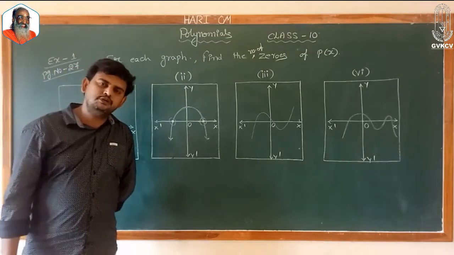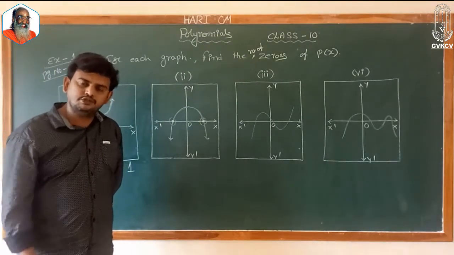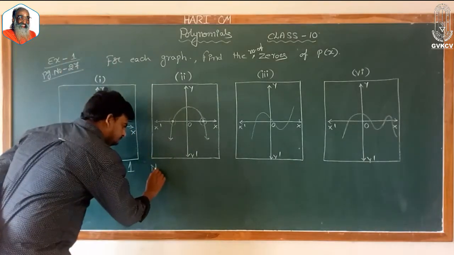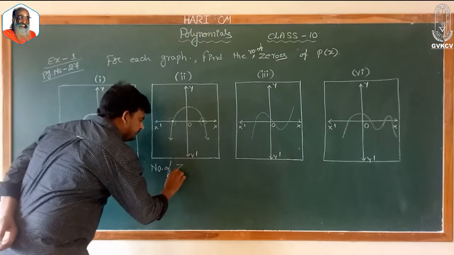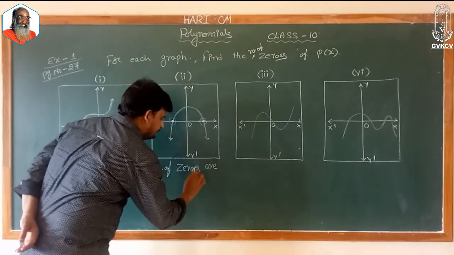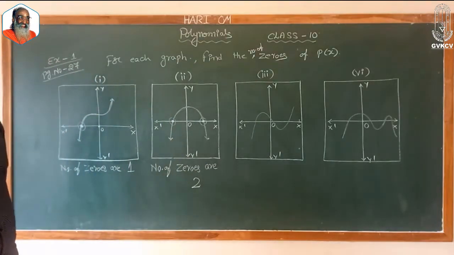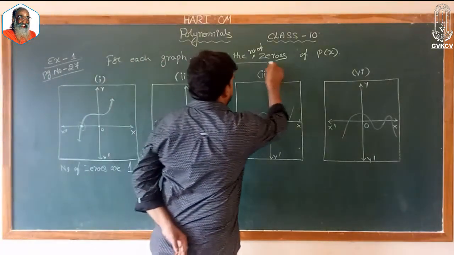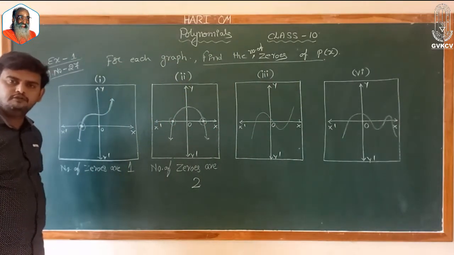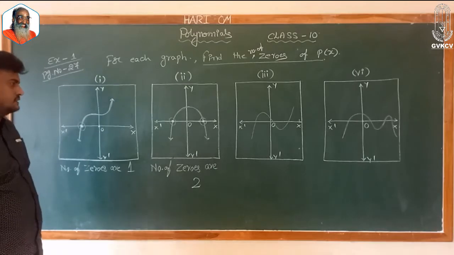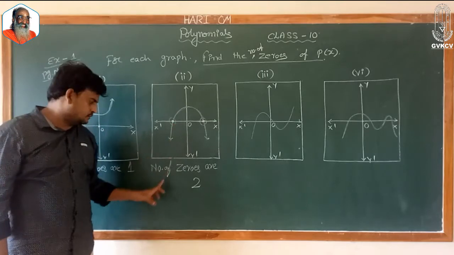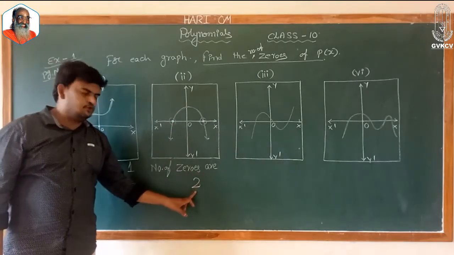So how many zeros of the polynomial do we have? Two zeros. So the number of zeros is two. They ask you only that: find the number of zeros of E of X. Now the graph touches the x-axis at two different points, so the number of zeros is 2.